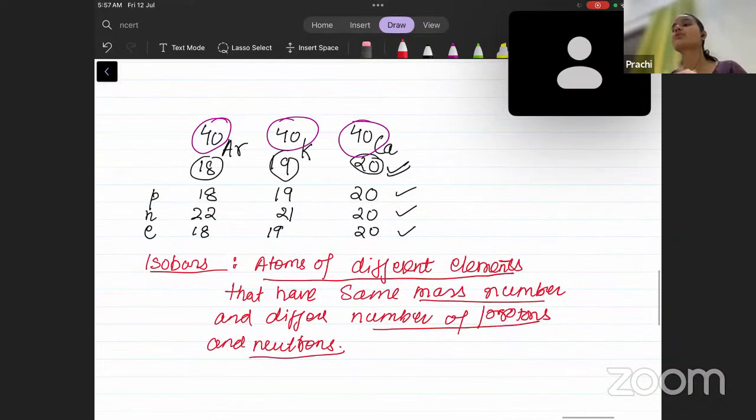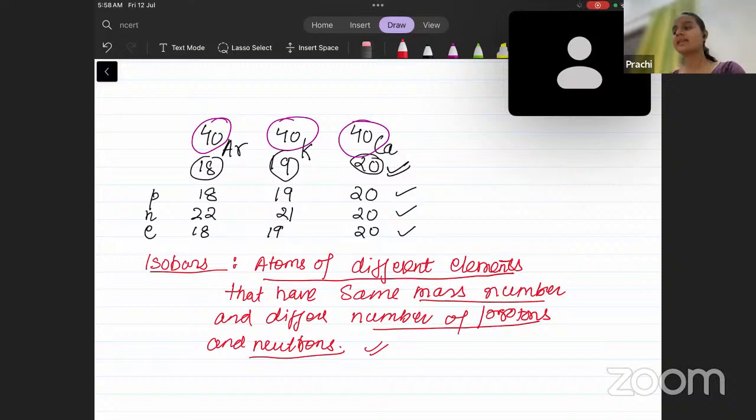So for isotopes, what was it? That was the same. In that, we have the same number of protons and electrons, and the number of neutrons was different. Or the other way of saying it is that they have a different mass number but the same atomic number, but the things are different in isobars. So be very careful with the definition and what is given in the question.